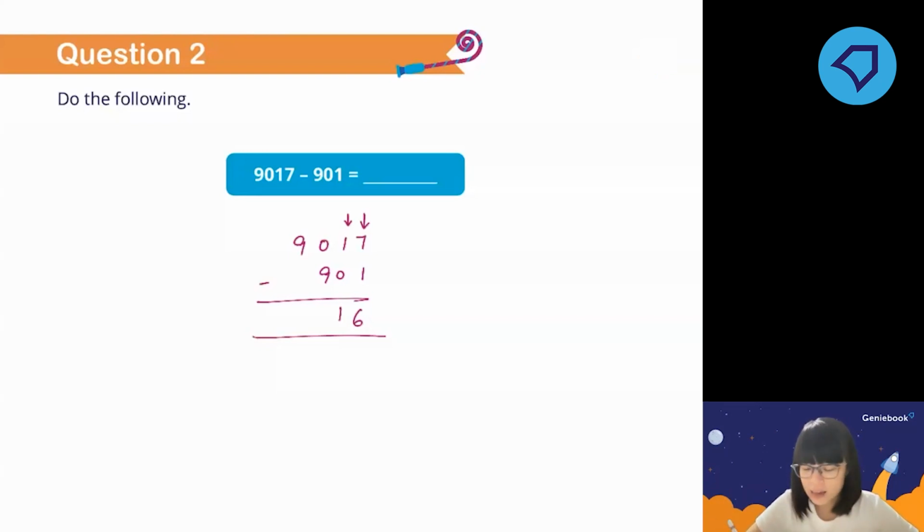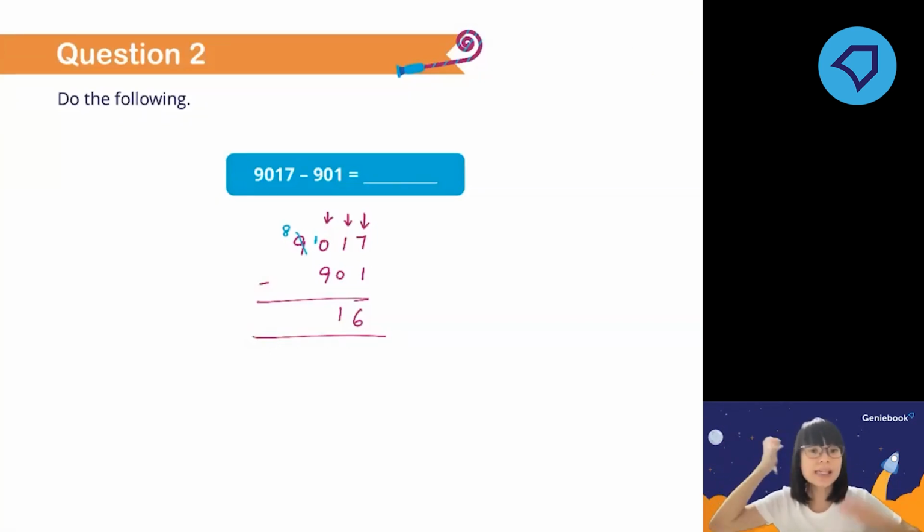Excellent job. And then this one looks a little bit tricky. In the hundreds place, we have 0 minus 9. Can 0 minus 9? No, so what should we do if 0 cannot minus 9? We need to regroup from the thousands place. We need to borrow 1. So over here, we are going to borrow 1,000 from 9,000. That will leave us with 8,000. And now we will have 10 hundreds in the hundreds place, which is equivalent to 1,000.